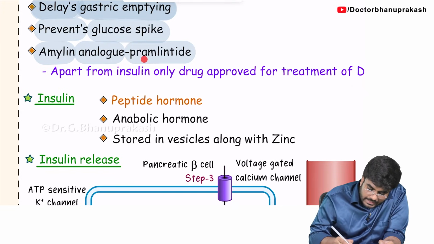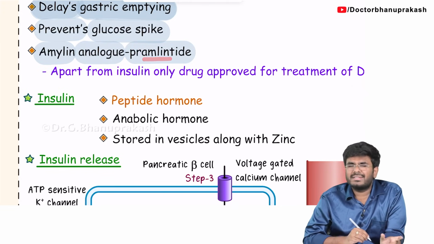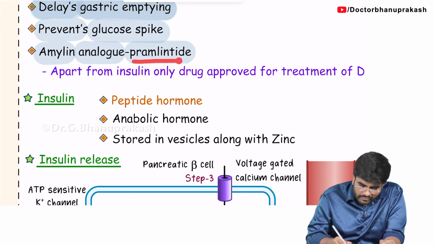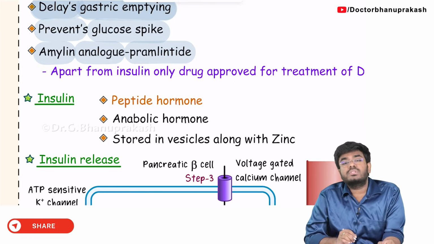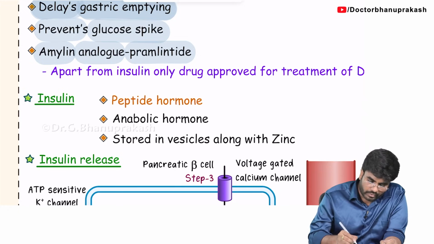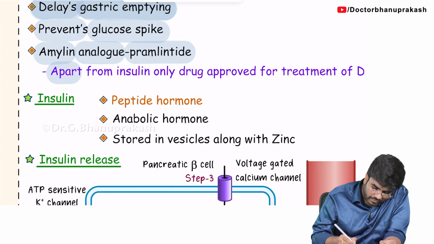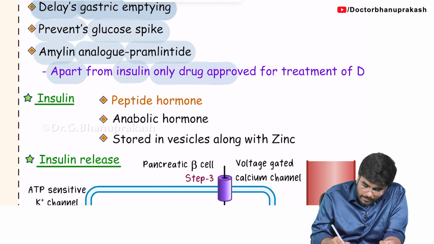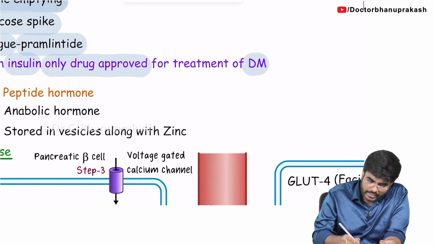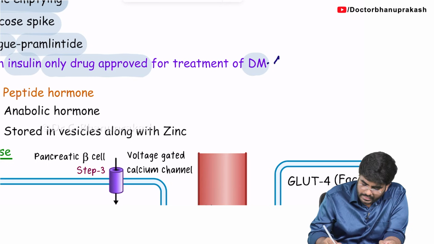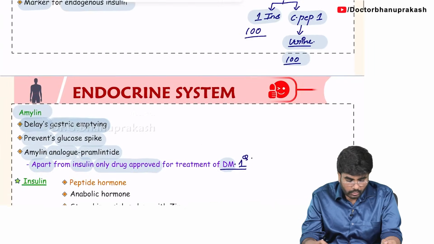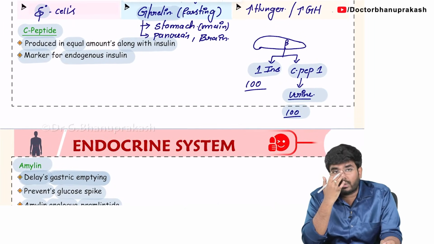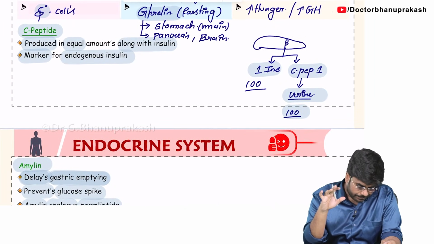In the name itself, you see amylin, similar to it. So what kind of drug is pramlintide? It is nothing but amylin. It maintains my blood sugar level, so it can be used in the treatment of diabetes mellitus type 1. Apart from insulin, the only approved drug for the treatment of diabetes mellitus type 1 is pramlintide. So know it, pramlintide, good drug. With this, we have completed the important points about C-peptide as well as amylin.